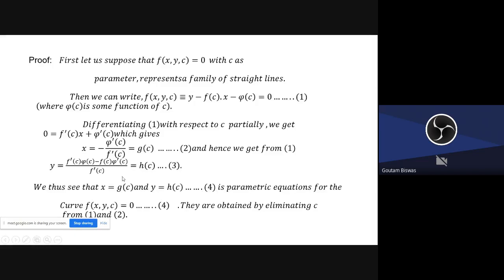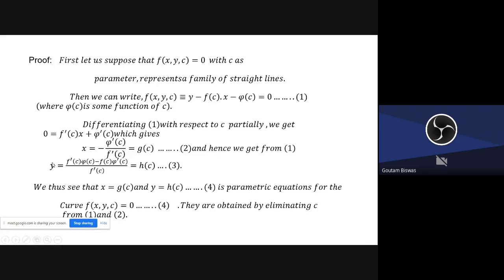They are two parametric equations, where x is satisfied by this equation and y is satisfied by this equation. So x, y are the coordinates of the points of the family of curves. That means the points which lie on the curves are on the members of the curves of the family. So x is expressed in terms of c and y is expressed in terms of c. So the curve f(x, y, c) equal to 0 is obtained by eliminating c between 1 and 2.